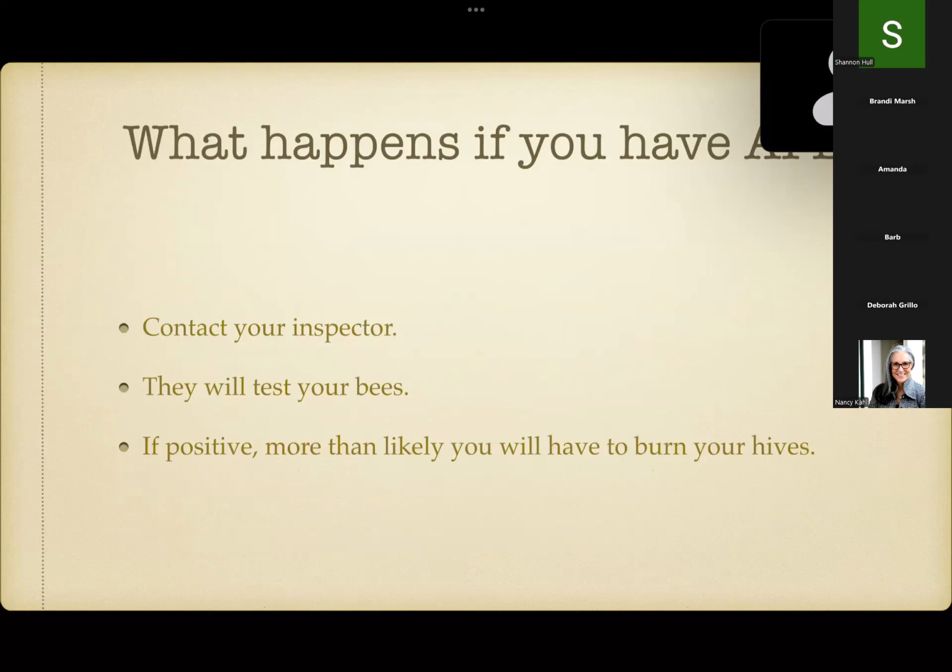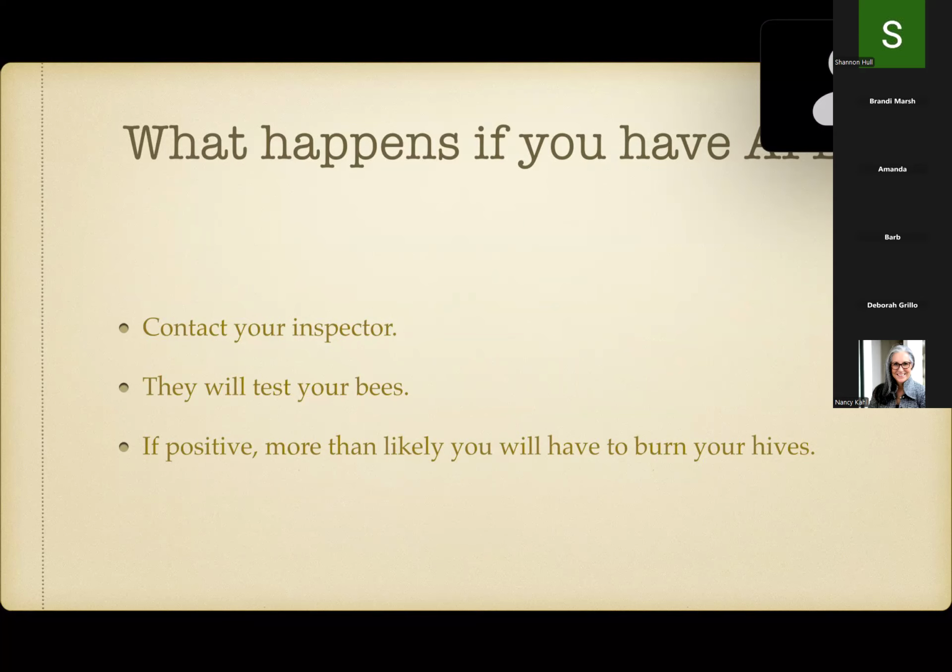What happens if you have AFB? You contact your state inspector. They're going to test your bees. When we had this happen in Pennsylvania the last 2 years, all inspections stop. Once they identify a hive with AFB, they will inspect every registered hive within a 3-mile radius of that hive to make sure everybody else's hives are okay.